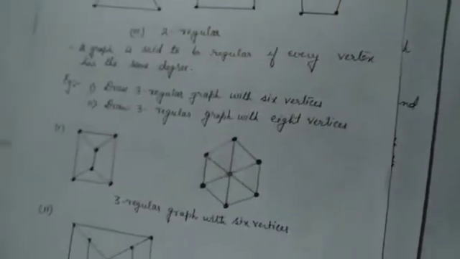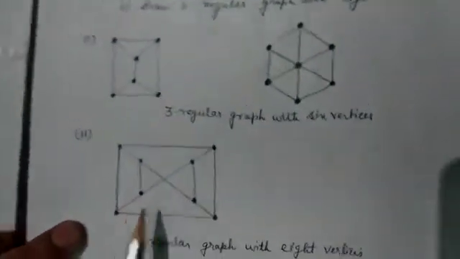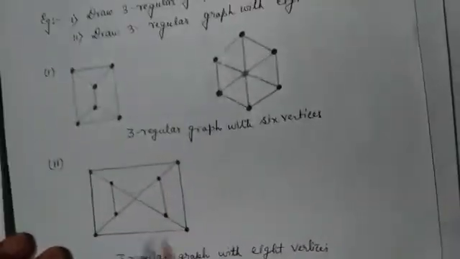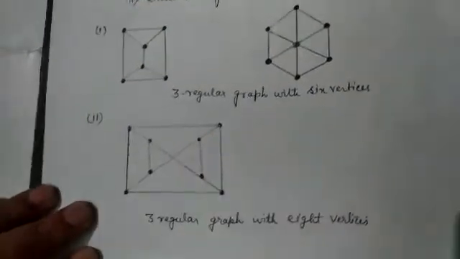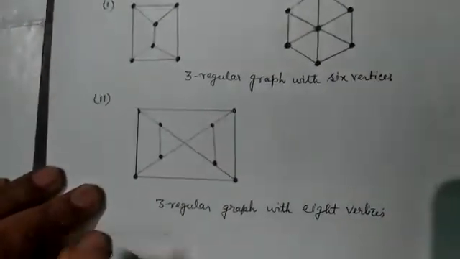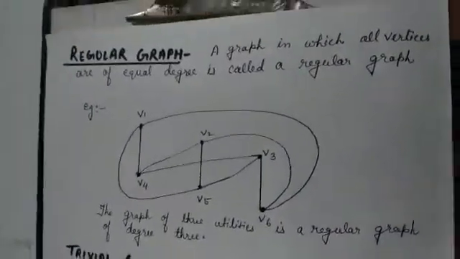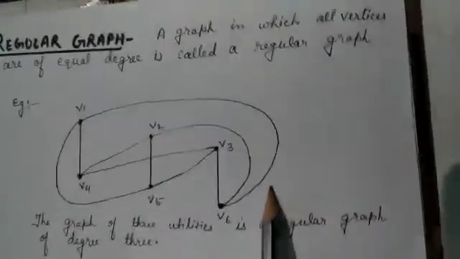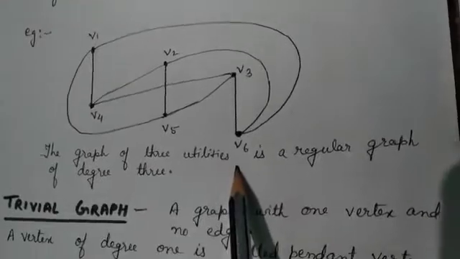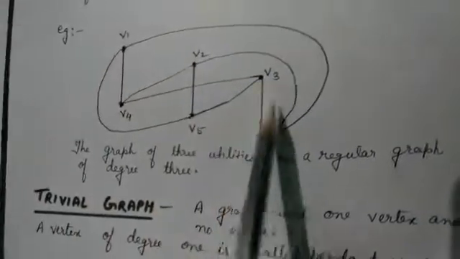Second example, draw a 3 regular graph with 8 vertices. So here you can see the diagram. Here you have 8 vertices, 1, 2, 3, 4, 5, 6, 7, 8. Each one has degree 3. That's why it is said to be 3 regular, and the vertices are 8. So we can say the graph in which all the vertices have equal degree is called a regular graph. One more regular graph example is drawn here. The graph of 3 utilities is a regular graph of degree 3. Here each one has degree 3.